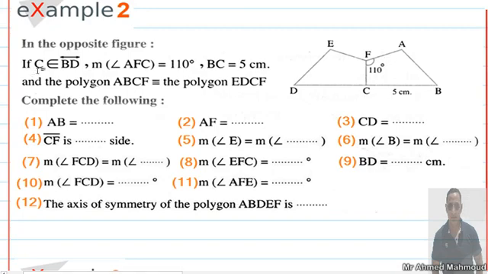In the opposite figure, C belongs to BD, then BD is a whole straight line. Measure of angle AFC equals 110. BC equals 5 centimeters. The polygon ABCF is congruent to the polygon EDCF. Then A corresponds to E, B to D, C to C, F to F. Now we need to complete this one.